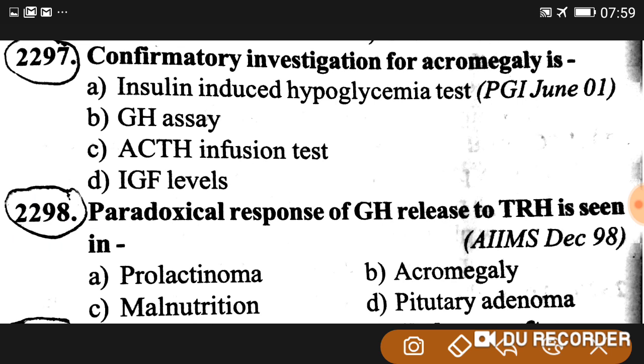Confirmatory investigation for acromegaly is insulin induced. No. Here the answer is IGF levels. And paradoxical response of growth hormone release to TRH is seen in acromegaly.